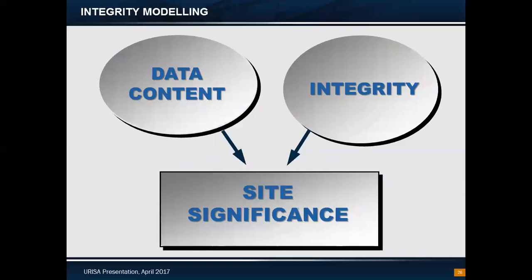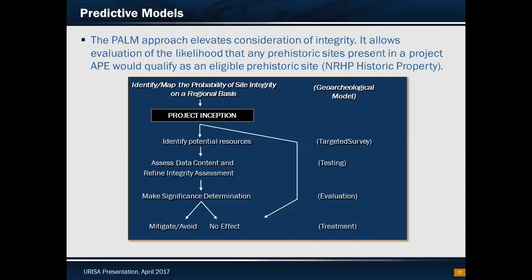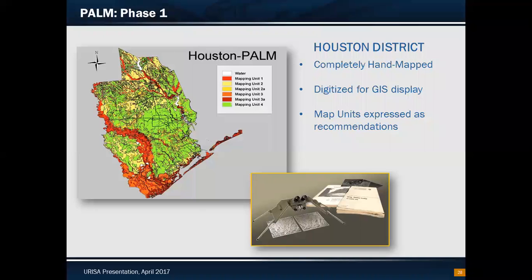So an eligible site, a historic property, is going to be eligible because it meets both of those criteria. And a significant site that lacks integrity is not going to be significant. So what the PALM approach does is it elevates consideration of integrity. It allows you to look at the probability of site integrity on a regional basis by looking at physical processes. So that's the introduction. I'm going to move into the history of our program.